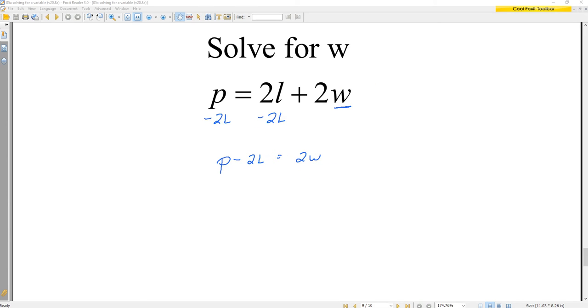All right. Red marker of death and destruction. Those guys are gone. And now let's divide both sides by 2. Red marker of death and destruction. So I'm left with W equals P minus 2L over 2.